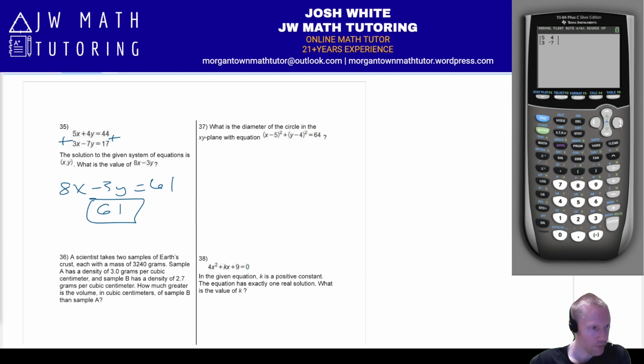So first I enter in my coefficients for my x's and y's, then I raise that to the negative first power. Then I need another matrix, and this one's going to be 2 by 1. Okay, now I'm going to enter in the two numbers on the right, 44 over 17. Hit enter. Okay, the top number is x and the bottom number is y.